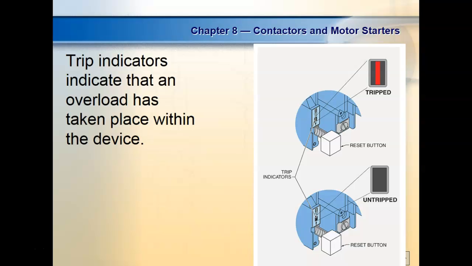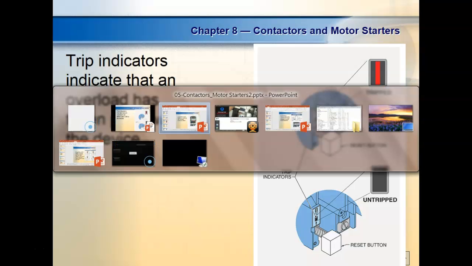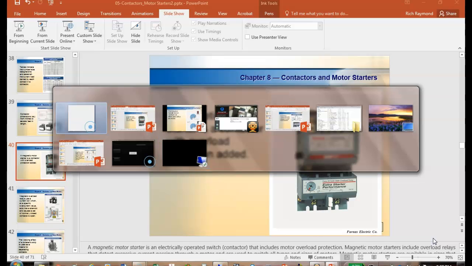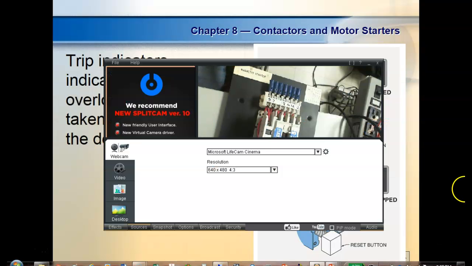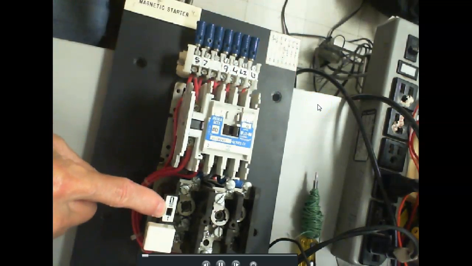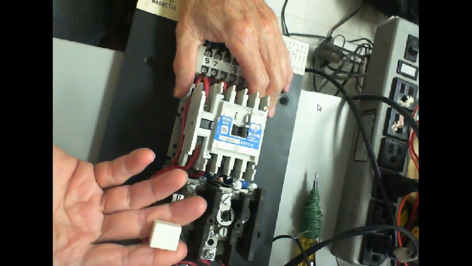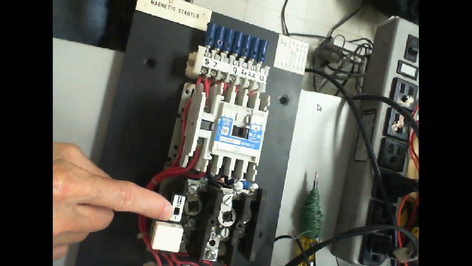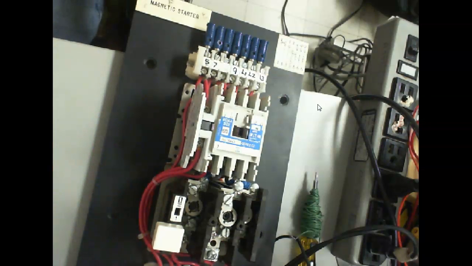Trip indicators indicate that an overload has occurred. So normally these things, some of your solid state ones, will actually have LEDs. The ones that we have, the one we have right here, has this little window right here. This thing's not going to pop up when it trips. This right here will turn red, which indicates that thing's flipped over, which means it's tripped. So usually there's a trip indicator for your overloads. It's got some type of indicator that you can look at real easy and tell it's tripped.